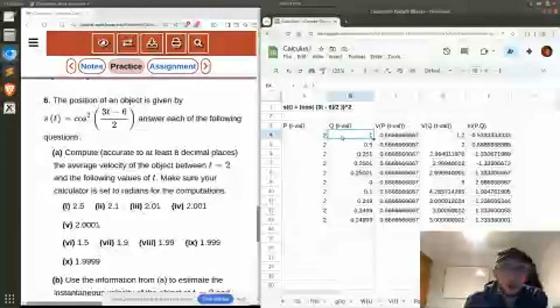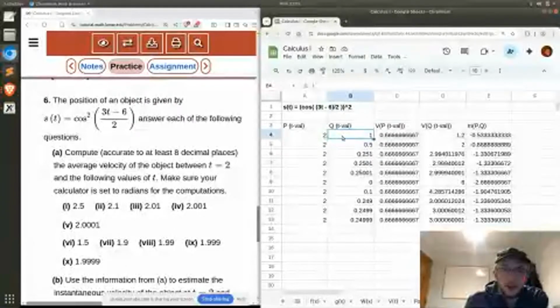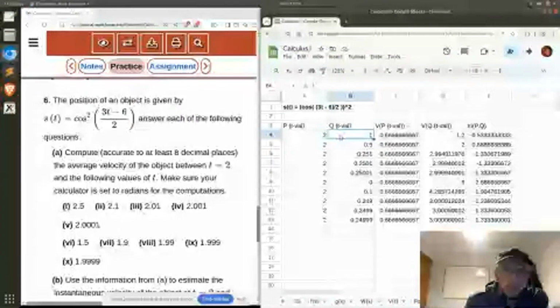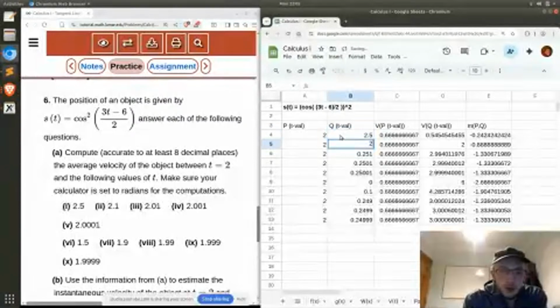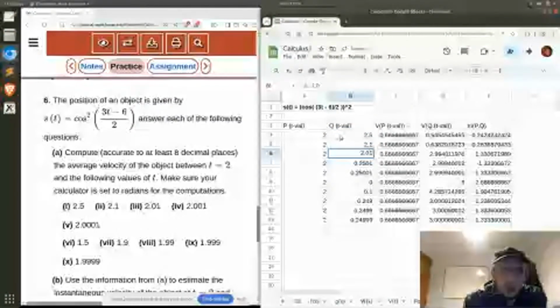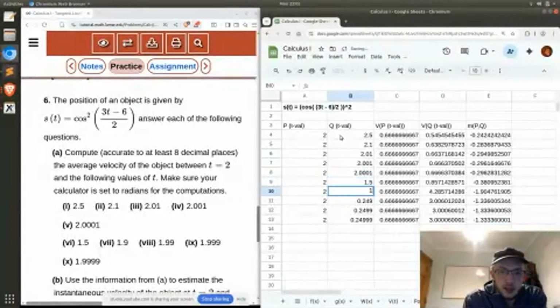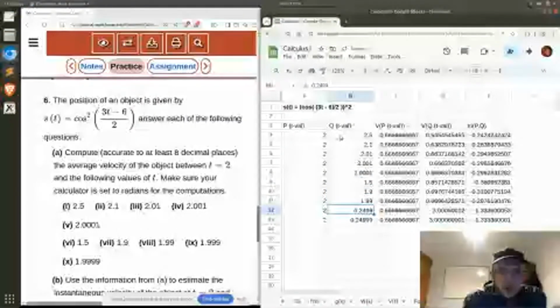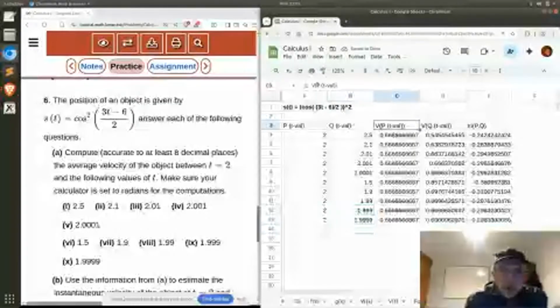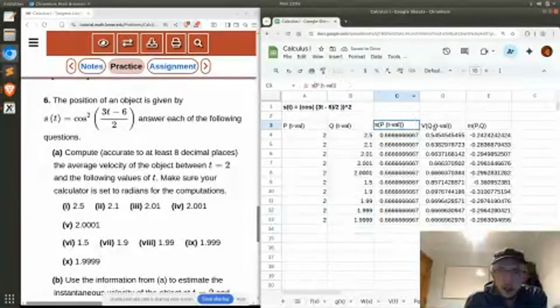2 what? We don't know. 2 seconds, 2 hours, we don't know. But the time value is 2 that we're homing in on. And Q is the other point. And 2.5, 2.1, 2.01, 2. Those are from above. These are from below. And now the actual function in question is there.